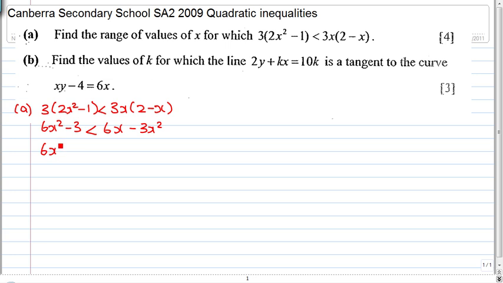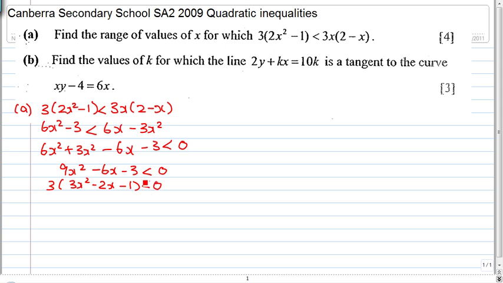We'll get 6x squared plus 3x squared. 6x, bring it to the left hand side of the equation, it becomes minus 6x. Minus 3 stays as it is. 6x squared plus 3x squared will be 9x squared minus 6x minus 3 less than 0. Can I extract any common factors here? Yes, I can extract 3, and 3x squared minus 2x minus 1 less than 0.